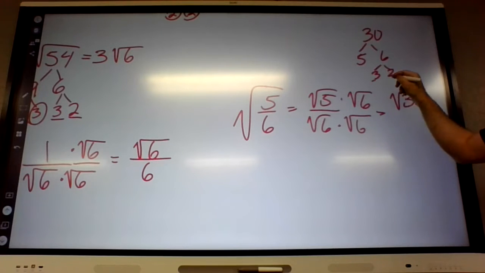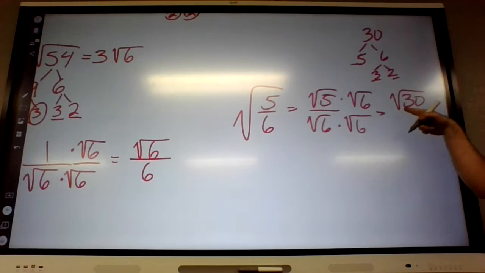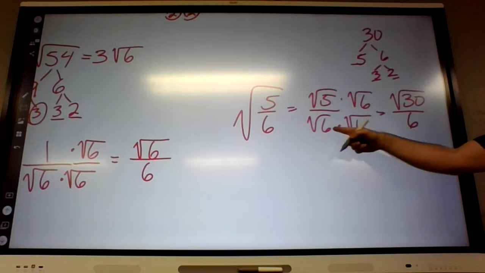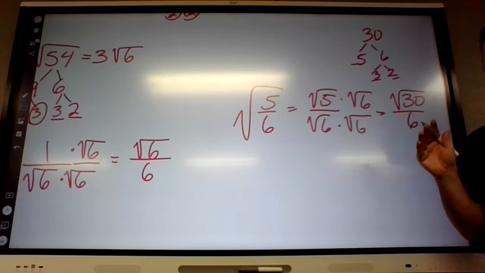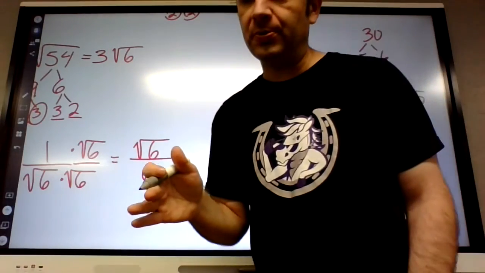Okay, there's no doubles, so it doesn't simplify. Square root of 30 does not simplify. And then the bottom would just be a 6. Okay, back to number 5.